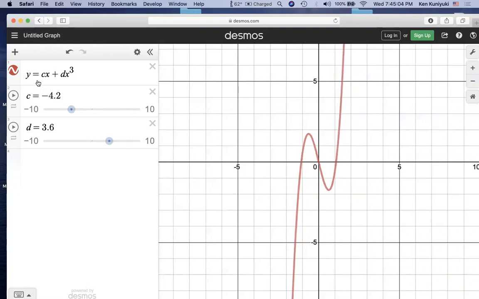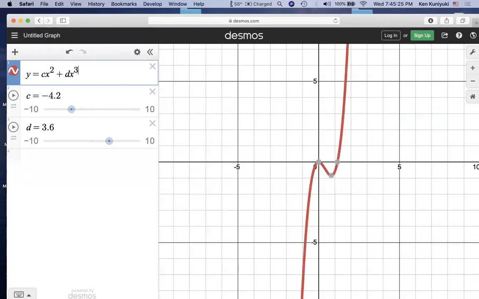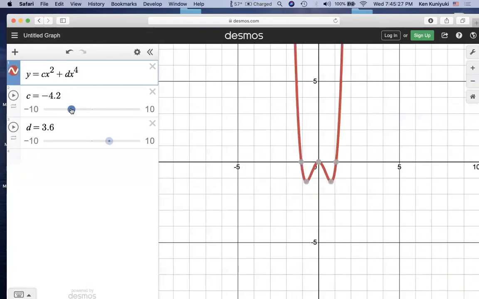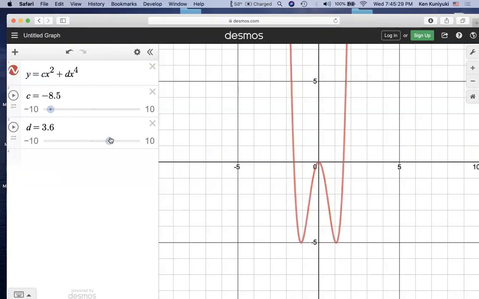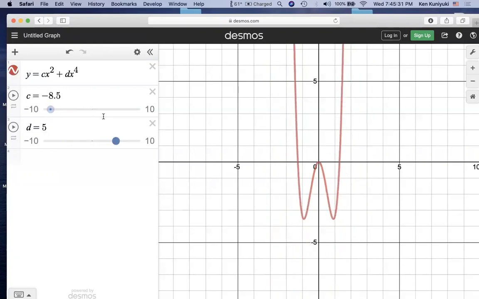So again, any number times x plus any number times x cubed, that's going to represent an odd function. A number times an odd function plus a number times an odd function, that's going to get us an odd function. Linear combinations of odd functions are odd. Likewise, linear combinations of even functions are even. Let's do cx squared plus dx to the fourth. Get these W-type graphs. Even, symmetric about the y-axis.